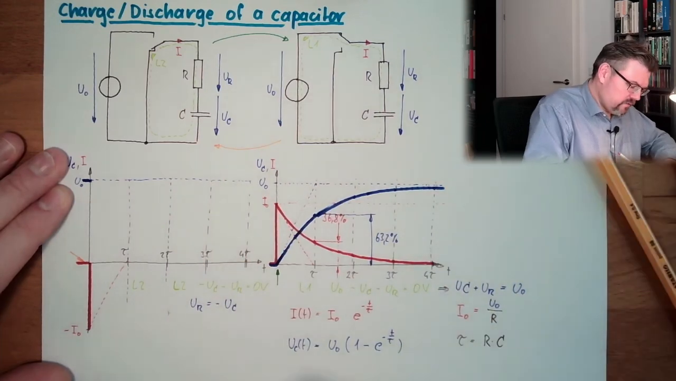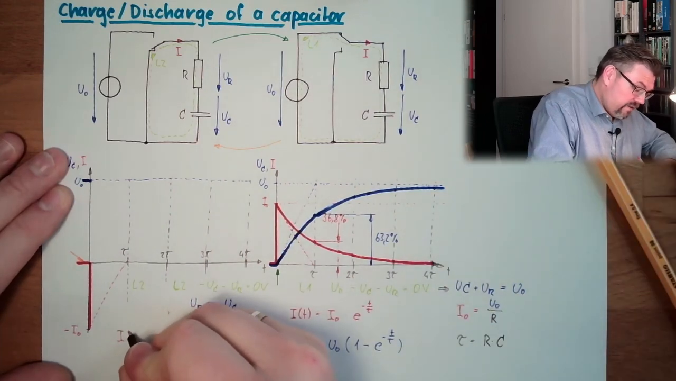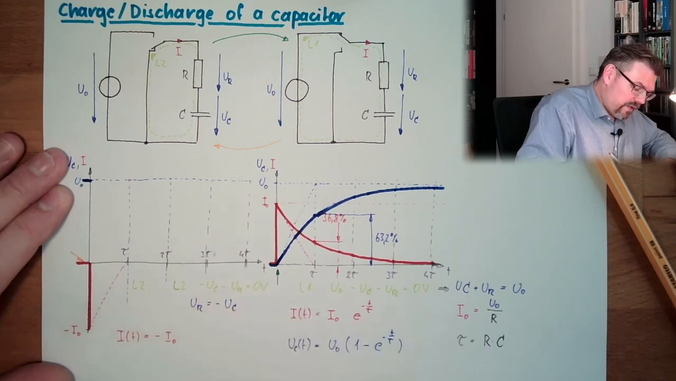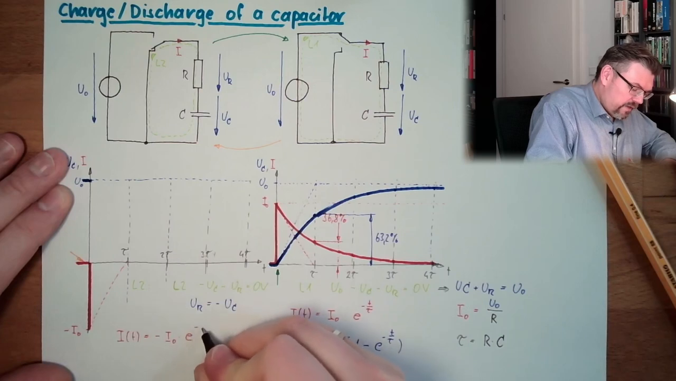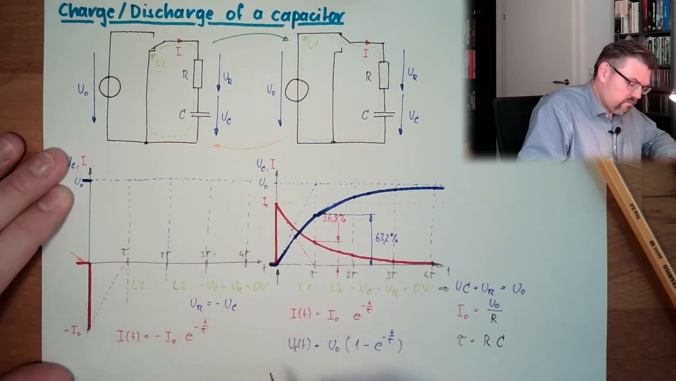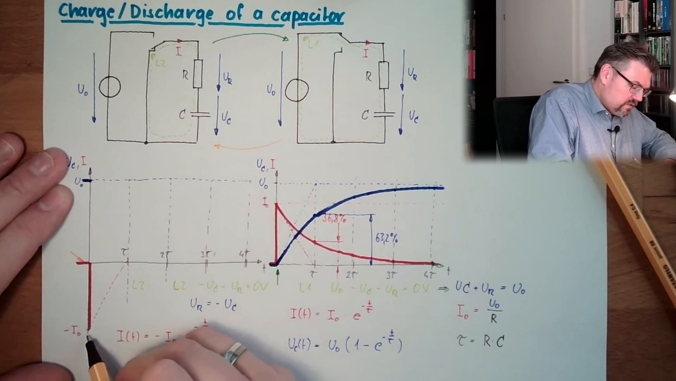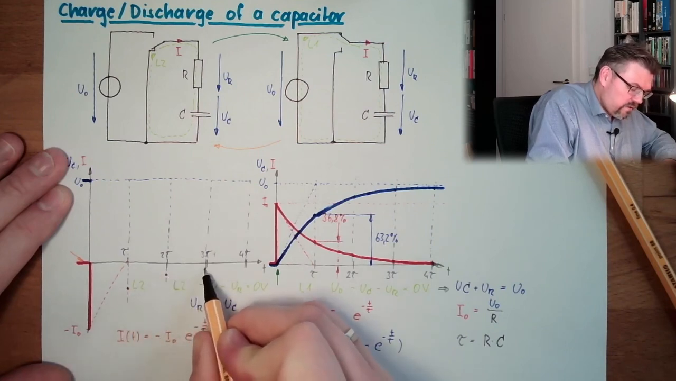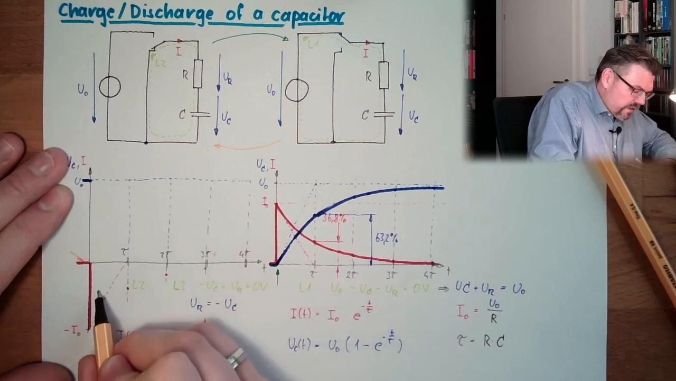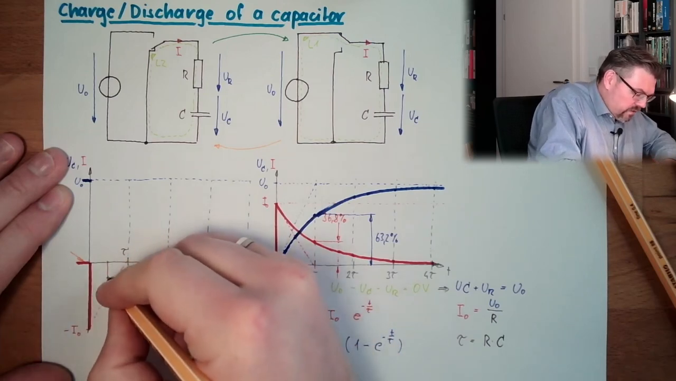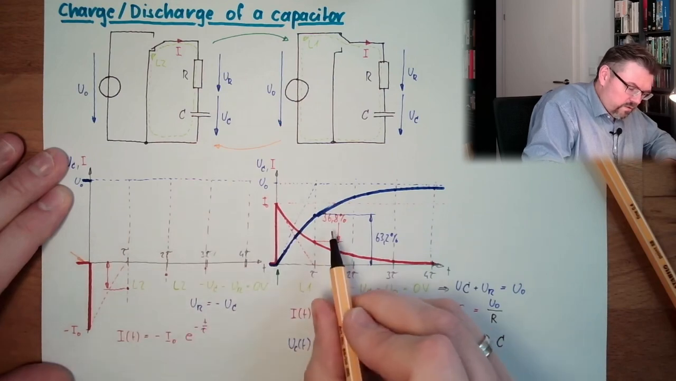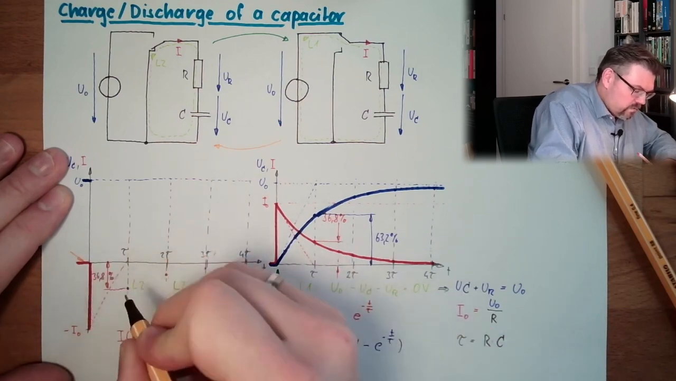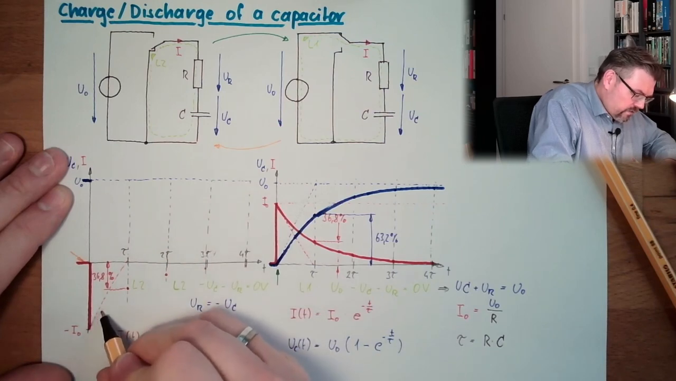And our current, I of t, in this case, we have minus I0 multiplied by e to the minus t divided by tau. It's the same. So again, we have here somewhere, here somewhere, here somewhere. Again, we are here at only 36.8%. And our current is looking like that.